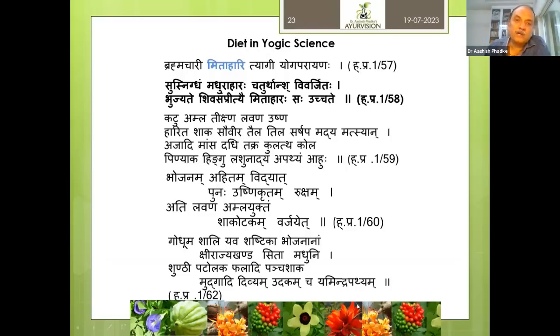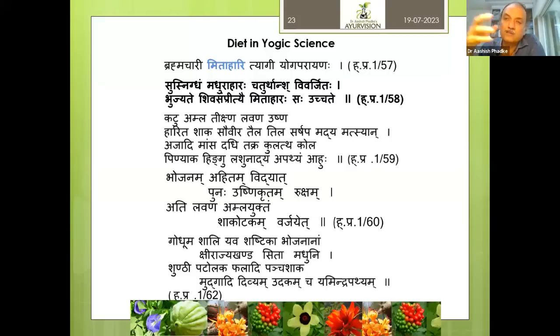Now, bhojanam ahitam vidyat puna ushnikritam ruksham. If you prepare your food, keep it, and after 2 days put it in the microwave to make it warm and eat it, that is puna ushnikritam ruksham. When you again and again heat and eat it, it becomes ruksham, that is dry, and that will also lead to an increase in vata. So it should be avoided. Ati lavanam amlakyuktam shakotakam varjet. If it is too sour or too salty, then also it is to be set aside. You should not touch it.